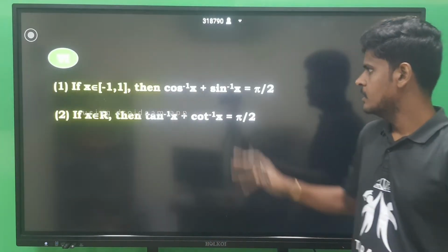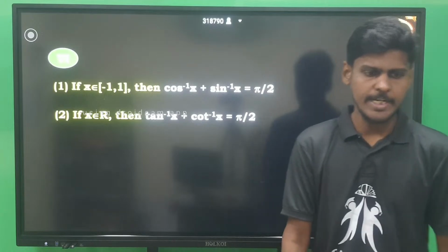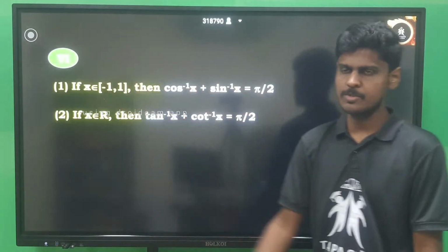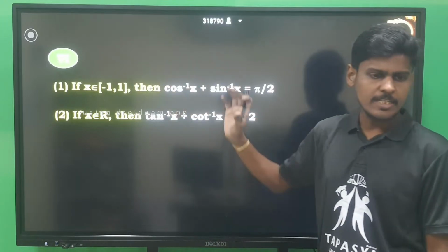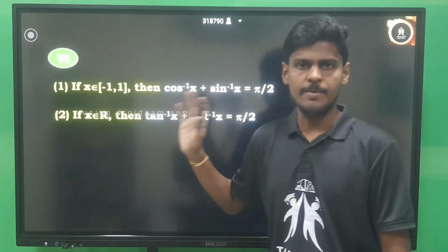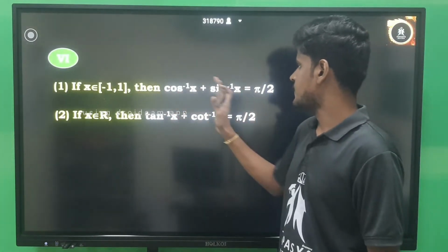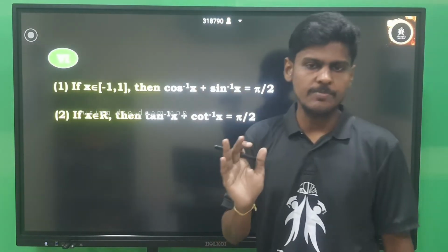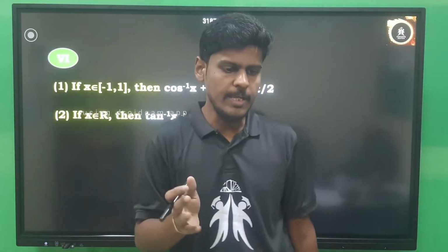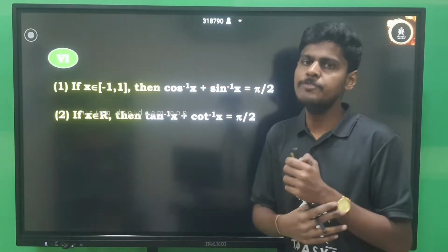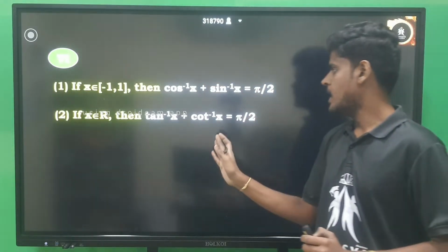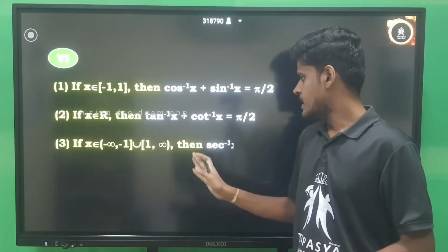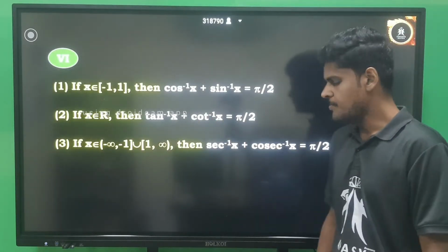Next property, this is a very important property. We will use it not just in this chapter, it can be used in other chapters also. This is a very basic property, you should remember it well. Sin inverse x plus cos inverse x equals pi by 2. Sometimes questions can also be asked based on this property, where we find the value of some functions. So cot inverse x plus tan inverse x equals pi by 2, and secant inverse x plus cosecant inverse x equals pi by 2.